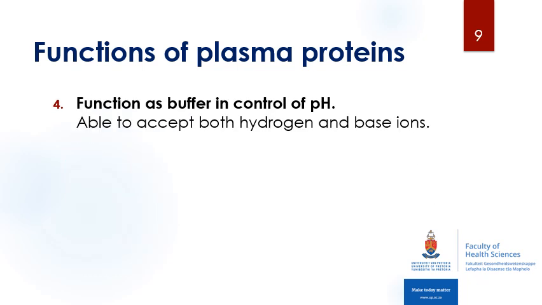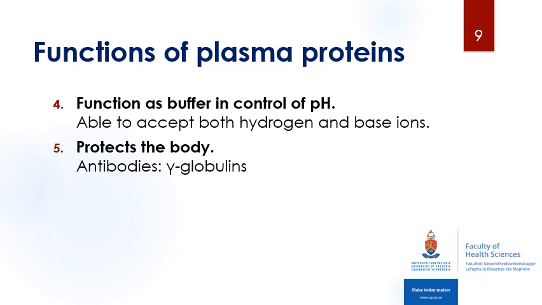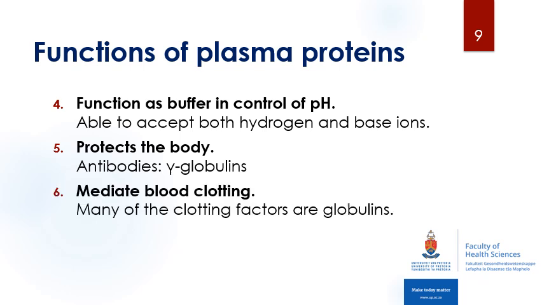Your plasma proteins can also function as a buffer in the control of your blood pH, so they can accept both hydrogen and base ions in order to buffer the pH of your blood and prevent any fluctuations in the pH. They also protect the body, so through your antibodies, which can bind foreign pathogens and mark them for destruction by your immune cells. And they can also mediate blood clotting. If you remember, we mentioned fibrin and your globulins, which also act as clotting factors to prevent loss of blood when you have a breakage in your blood vessel.